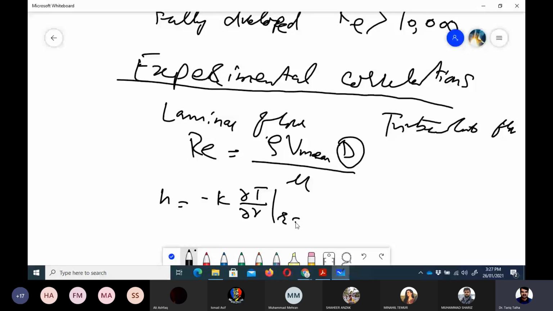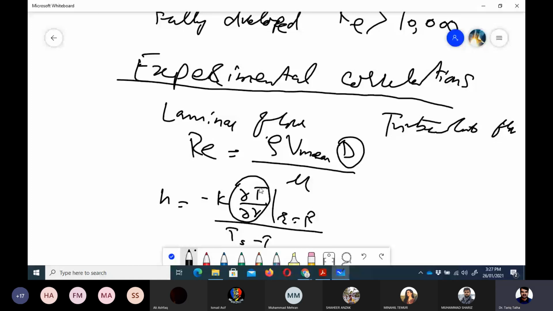Because this gradient is more in the entrance region, that's why the h value is more. I have told you this many times, so I would repeat, that is not due to turbulence. It has got nothing to do with the turbulence.